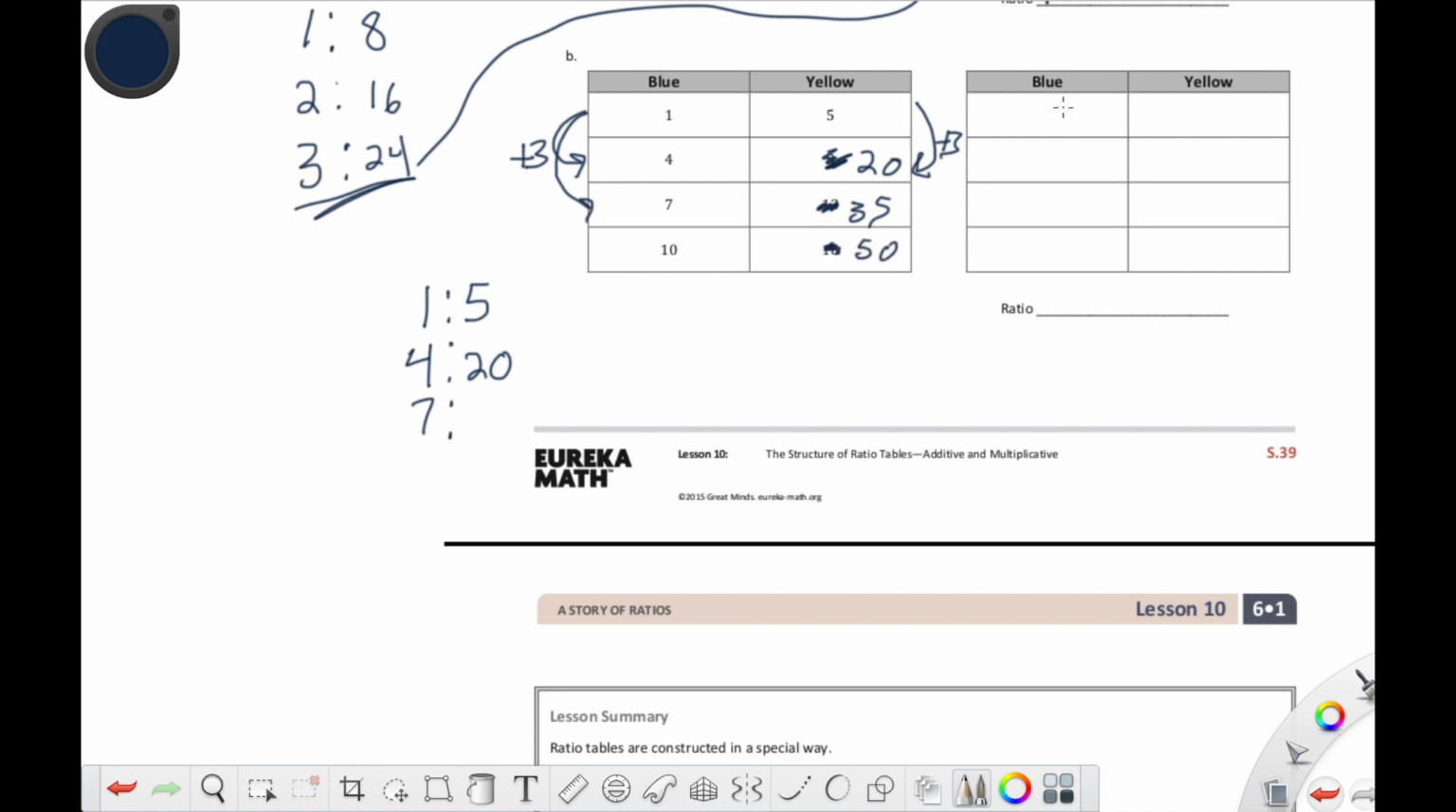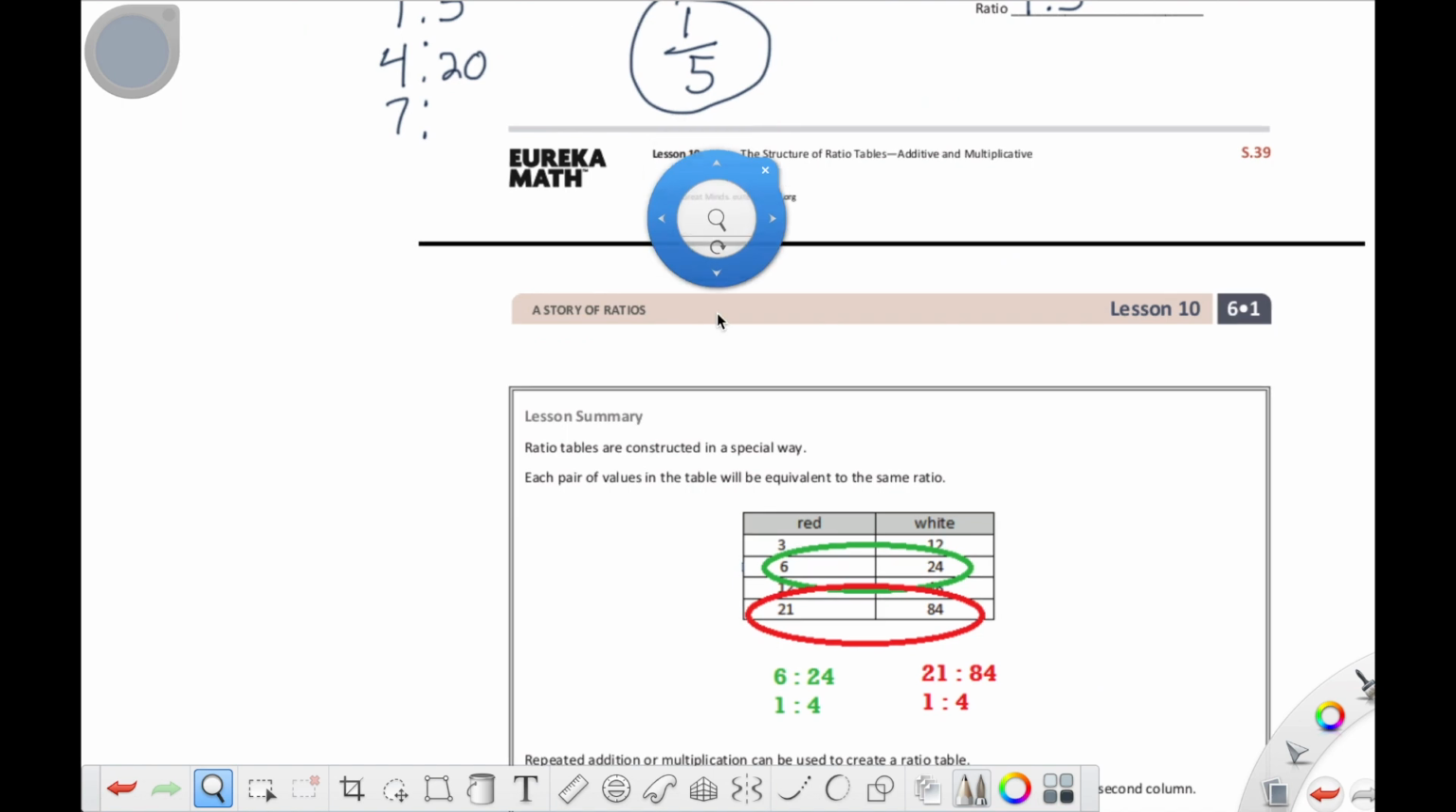So there we go. So let's write our ratio table out correctly. If we have 1 blue something, we have 5 yellow something. So that means that if we have 4 blue something, we have 20 yellow something. If we have 7 blue something, we've got 35 yellow something. And 10 to 50. So we've got to take the ratio, right? We need to write down the ratio. It's 1 to 5. If we write this as a fraction, we have 1 to 5, and here's the value of that ratio.